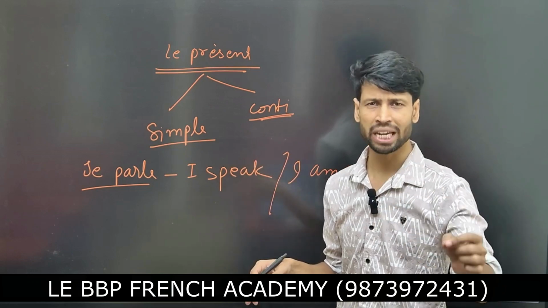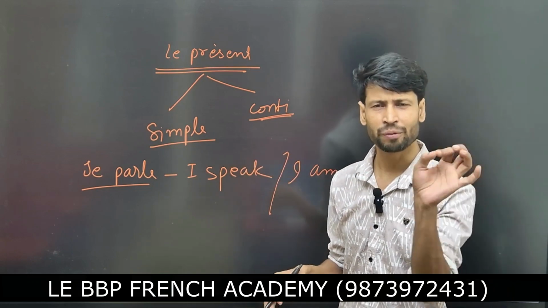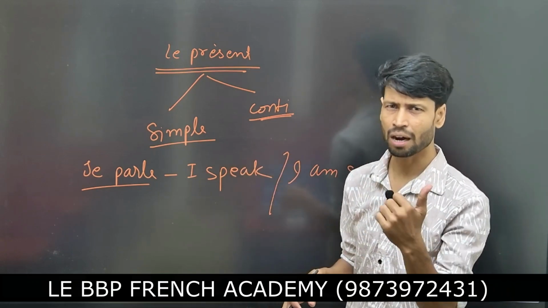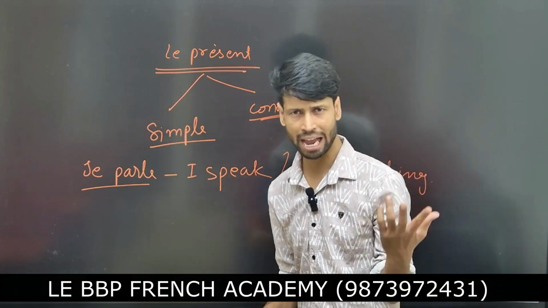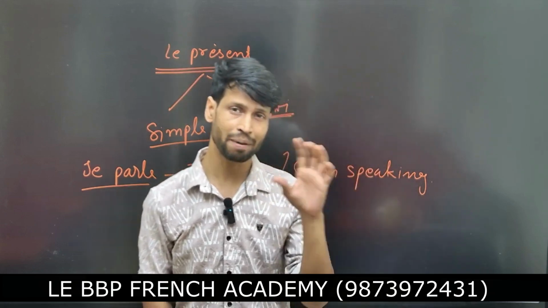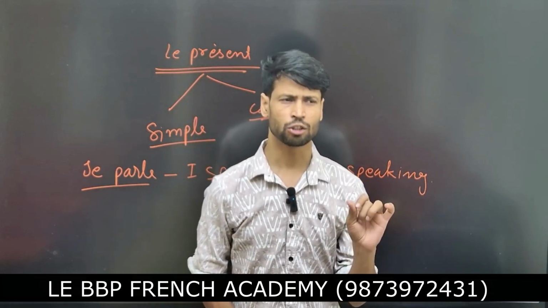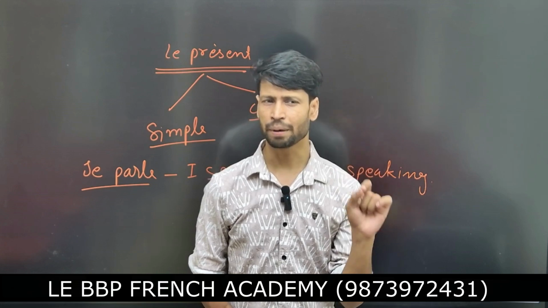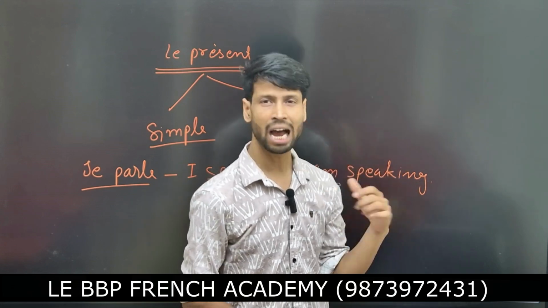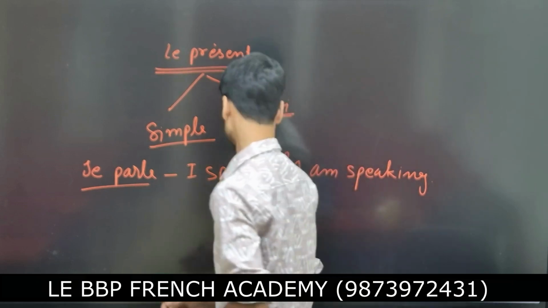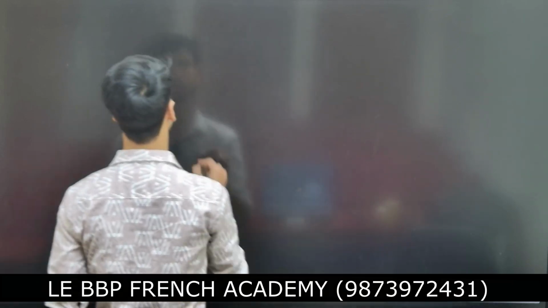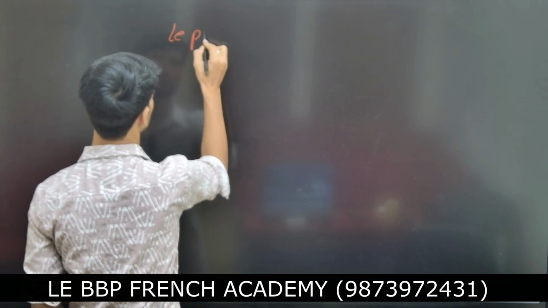So when you make any verb in the present tense, it comes out with two meanings, simple or continuous: I give, I am giving. The conjugation pattern is the same. So it's a simple process, but before that, how to make a present tense. So look here, la présent.